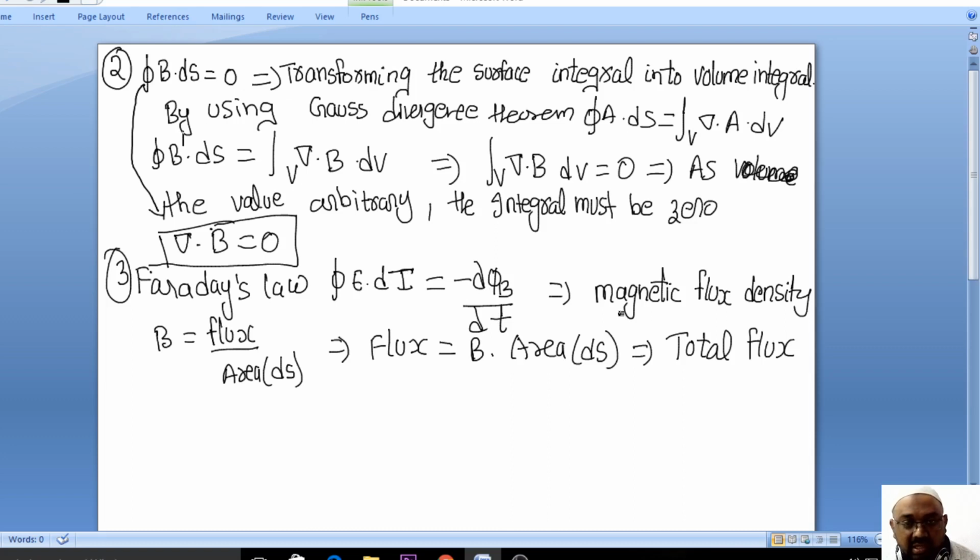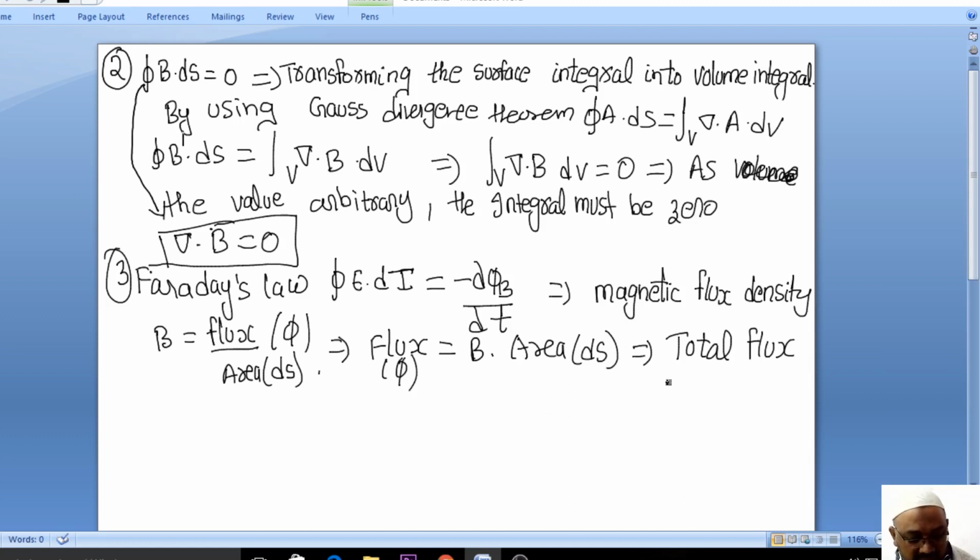In the previous section, the first law, we considered charge density. Here, since we deal with magnetism and also electricity, what is there on the right hand side? Flux. This is called magnetic flux. The magnetic flux density is related to the flux by area. I'm talking about phi, which is equal to B into ds.